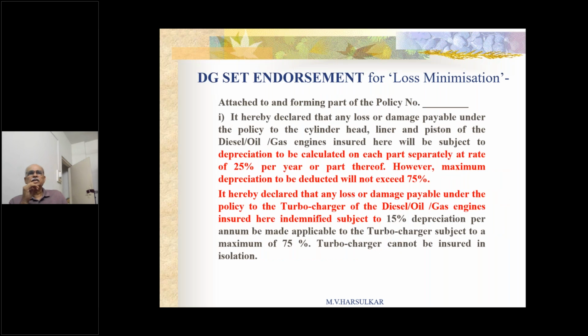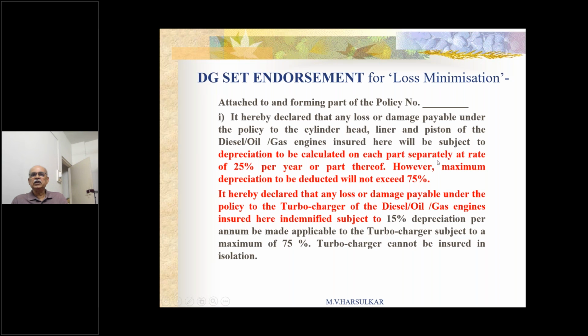Then DG set endorsement. Now, for the DG set endorsement, if you go to the tariff which was uploaded in 2001, whatever is written in the red font is not appearing. But if you go to the original wording of the TAC, which was given by TAC, these lines will be there. Most probably, in my opinion, this happened because of this 'subject to' and this 'subject to'.